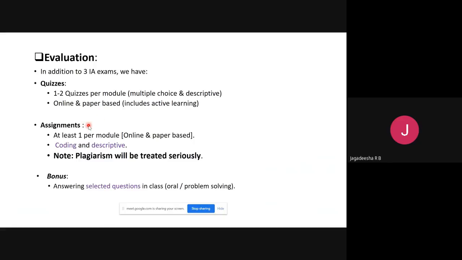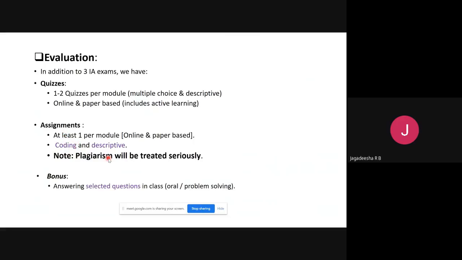And then regarding the assignments, you have at least 1 assignment per module. Again, we have a mixture here. Some of the assignments may be online, and some of them may be paper-based, where you need to write the answer on paper or in a book. Some assignments will be coding assignments and others will be descriptive. When I say coding assignment, mainly you may need to use C programming, or if you are aware of MATLAB, you can use MATLAB to execute some of the codes. This will give you a better understanding of the concepts. That's why we have some of the assignments as coding assignments.